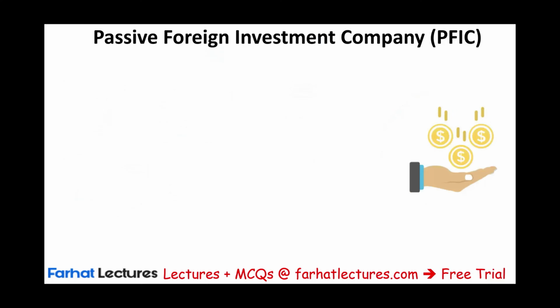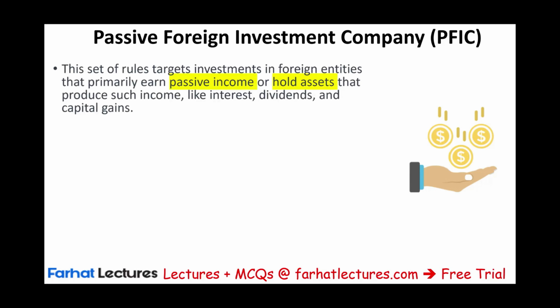Well, let's first define what a passive foreign investment company is. Hopefully we all know what passive income is. So this set of rules, the passive foreign investment rules, applies primarily to passive income, or to companies that hold assets that produce passive income. What is passive income? Interest, dividends, capital gains. Basically, you put your money somewhere and the money is working for you. What are assets that produce passive income? Stocks, bonds. Those are the assets.